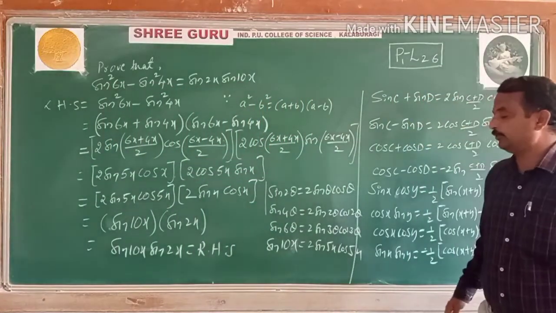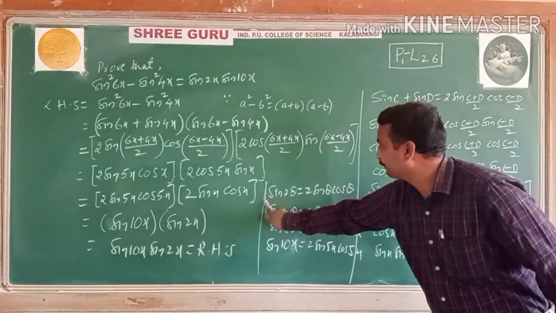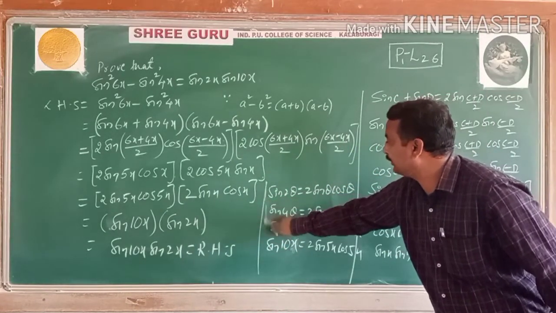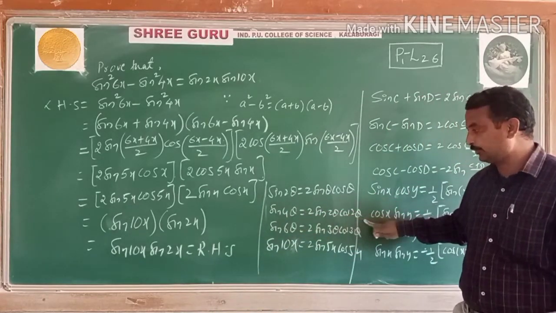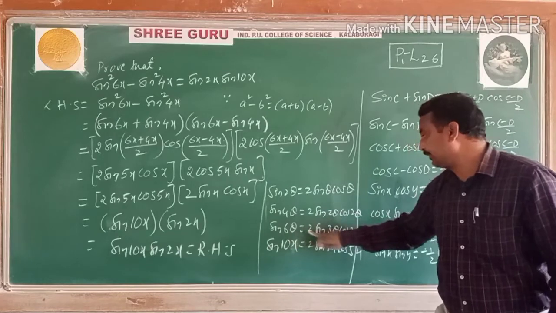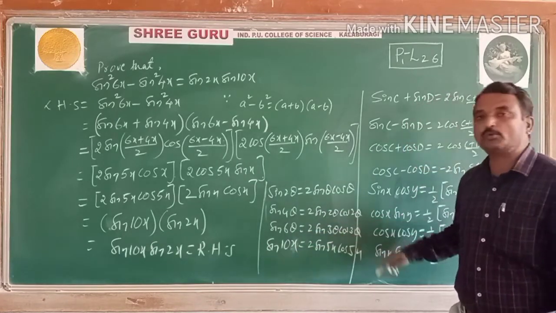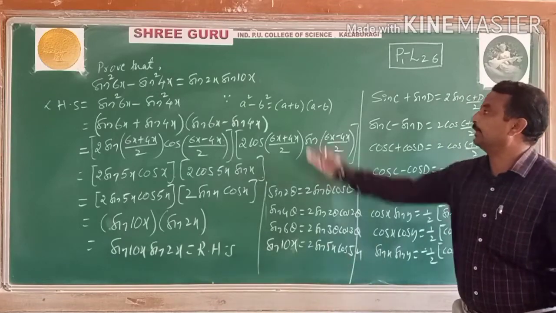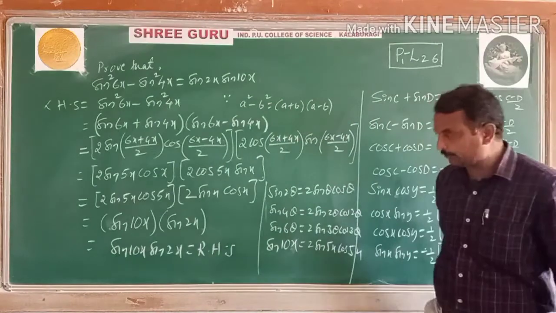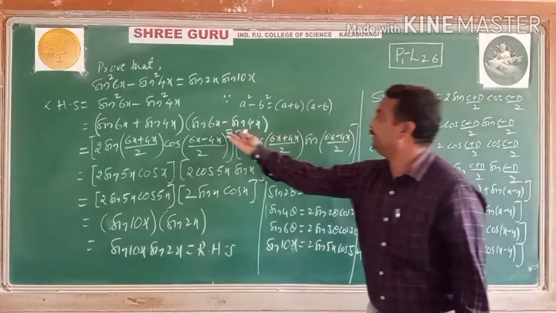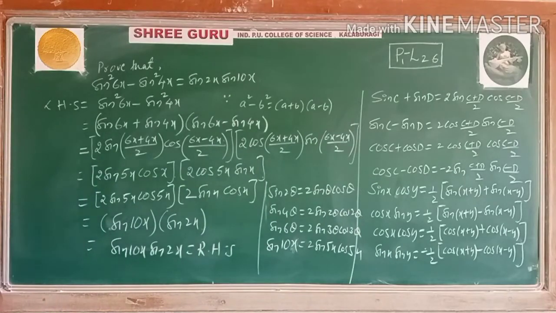Like that you have to expand this, friends. See the formulas we have applied here: sin 2 theta is 2 sin theta cos theta, sin 4 theta is 2 sin 2 theta into cos 2 theta, sin 6 theta is 2 sin 3 theta into cos 3 theta, sin 10x is 2 sin 5x into cos of 5x. Starting here we applied the algebraic expression a square minus b square is equal to a plus b into a minus b. Like that, applying that formula and arranging the terms here. Next we will go for the next example.